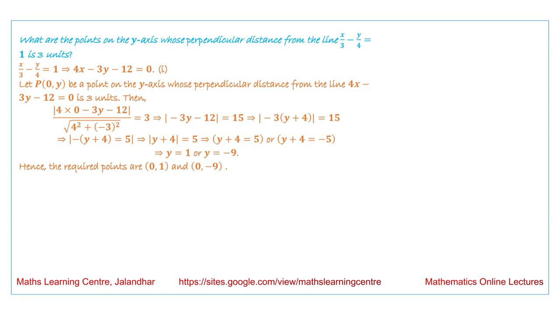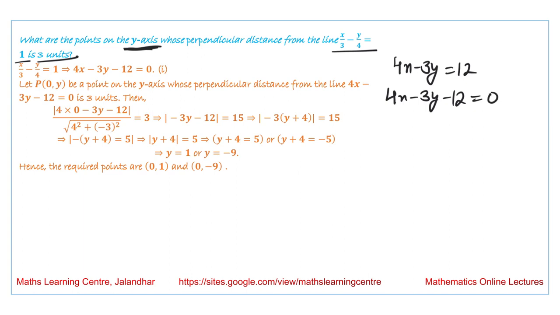Next is, what are the points on the y-axis whose perpendicular distance from the line is 3 units. So the equation of the line we can write is 4x minus 3y is equal to 12. We can write it as 4x minus 3y minus 12 is equal to 0. Points on the y-axis means we are interested in calculating the points of the form 0, b.